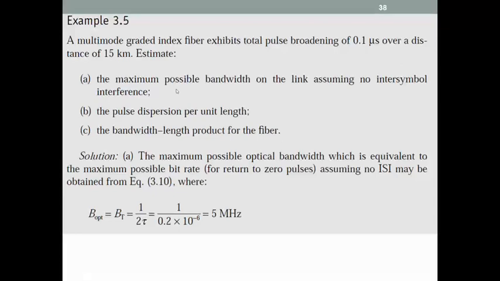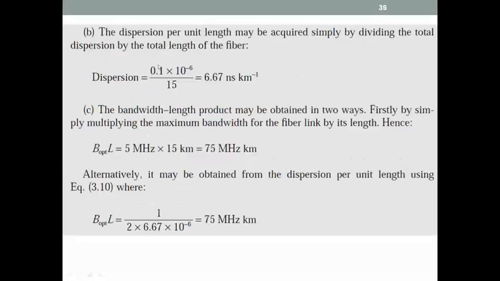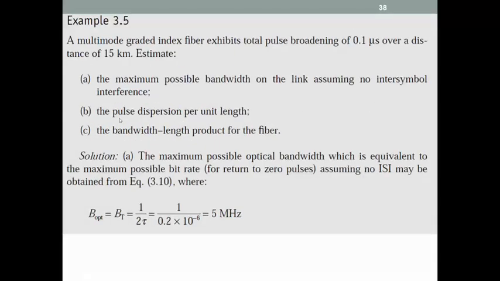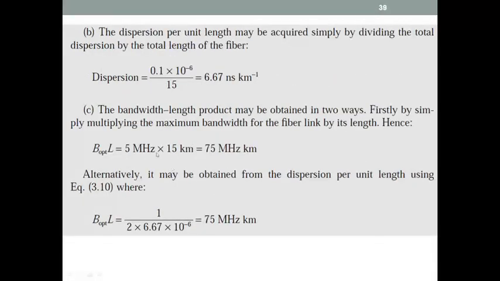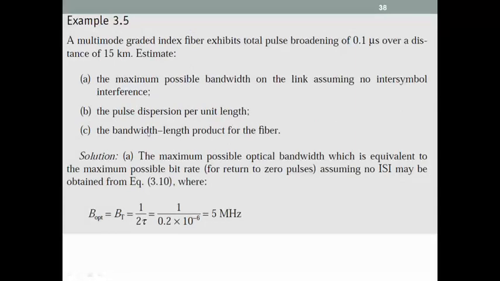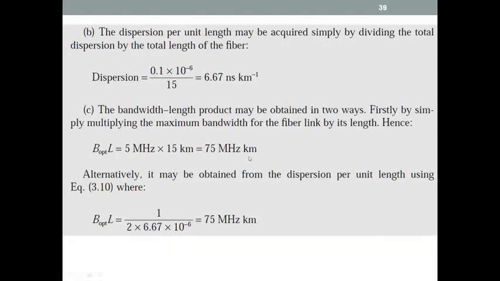15 is the length. So whatever pulse broadening you have, divided by 15, will give you the pulse dispersion per unit length. Next, they have asked for the bandwidth length product of the fiber. It is not per length. So you have to calculate bandwidth multiplied by length, 15 into 5. Bandwidth was the previous case A, and the length is given as 15. So here you have 75 megahertz kilometer. It is not per kilometer.